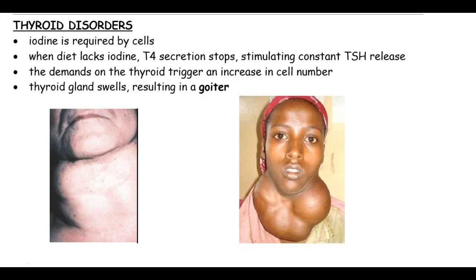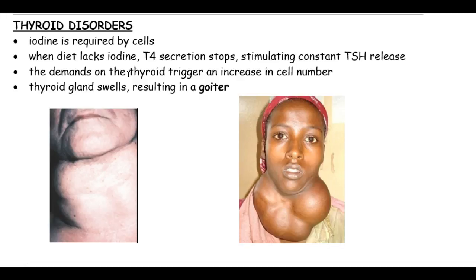So T4 secretion stops, which means you don't have any thyroxine coming out. What that tells your hypothalamus, which tells your pituitary, is to release TSH. It's saying there's not enough T4 going out. And so that stimulates the constant release of TSH, thyroid stimulating hormone. As a result, your thyroid is getting overstimulated. It's getting constantly stimulated to try and release thyroxine, but it won't.